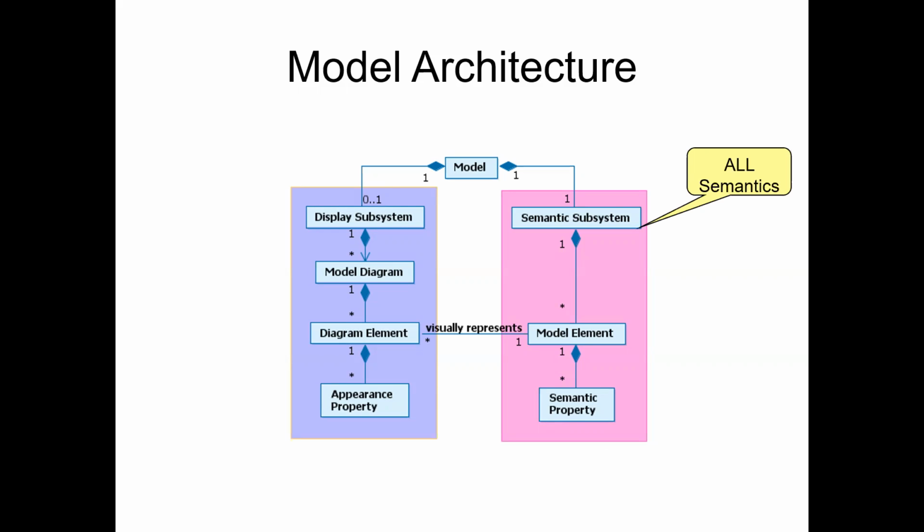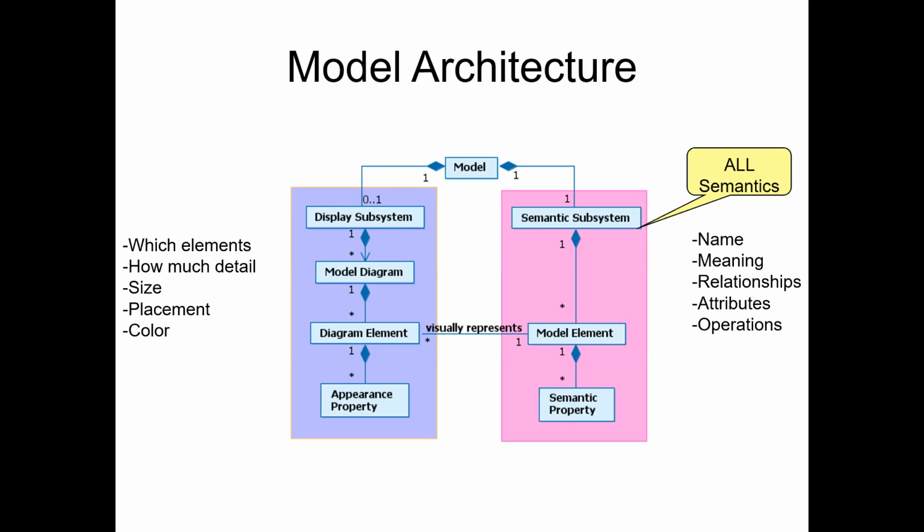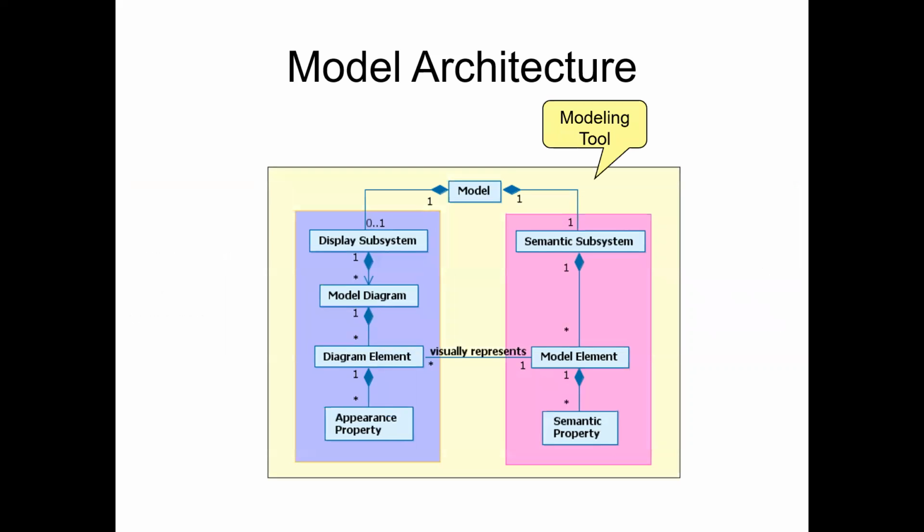So all the semantics are in the semantic subsystem, things like name and so on. And if you click again, all the appearance is defined in the presentation subsystem. So they're minimally coupled. They're almost completely decoupled as much as they can be, but you still have to have a representation link across. So go on to the next one, please. These are all in the modeling tool. And next one.